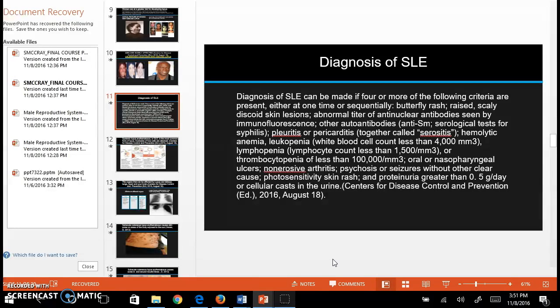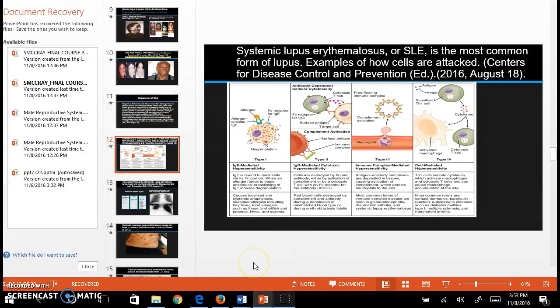Systemic lupus is another form of lupus, and to be diagnosed with systemic lupus, you have to have 4 or more of the following criteria. For example, the butterfly rash, scaly discoid skin lesions, psychosis or seizures without a clear cause, or cellular casts in the urine, just to name a few. Systemic lupus is the most common form of lupus. Here are some examples of how cells are attacked. Here you have type 1, type 2, type 3, and type 4.